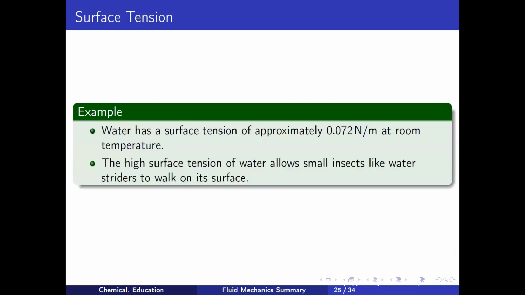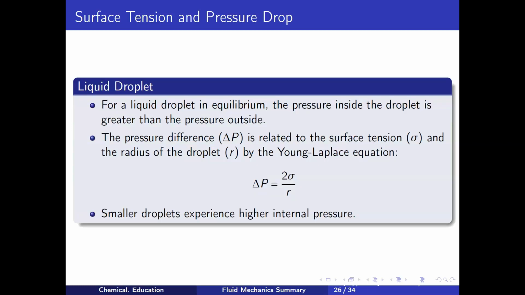Now, what is an example of surface tension? Water has a surface tension of approximately 0.072 Newton per meter at room temperature. The high surface tension of water allows small insects like water striders to walk on its surface.